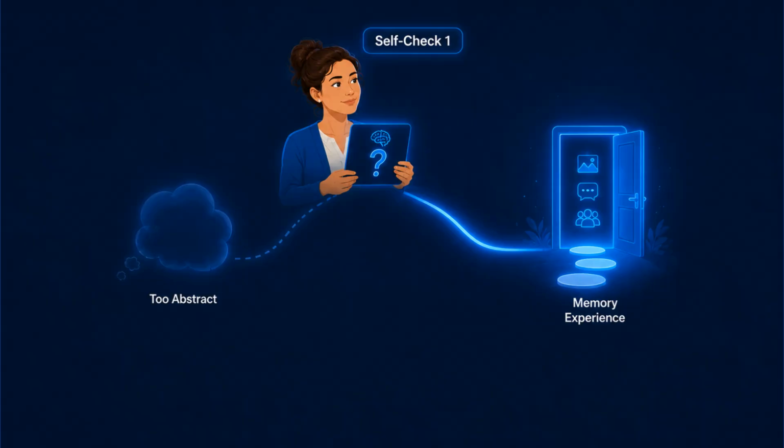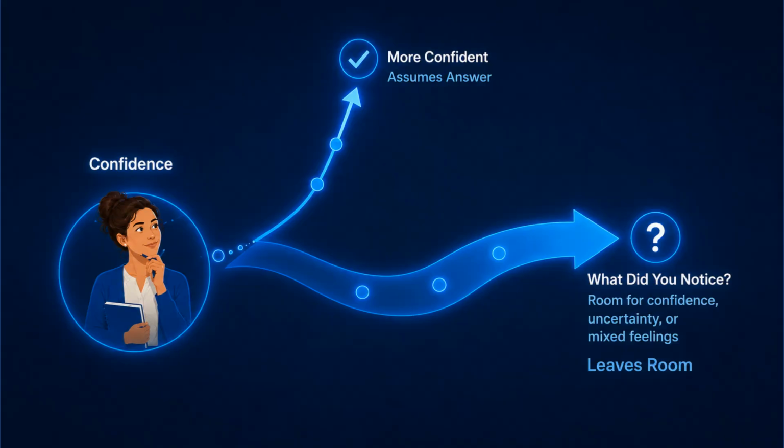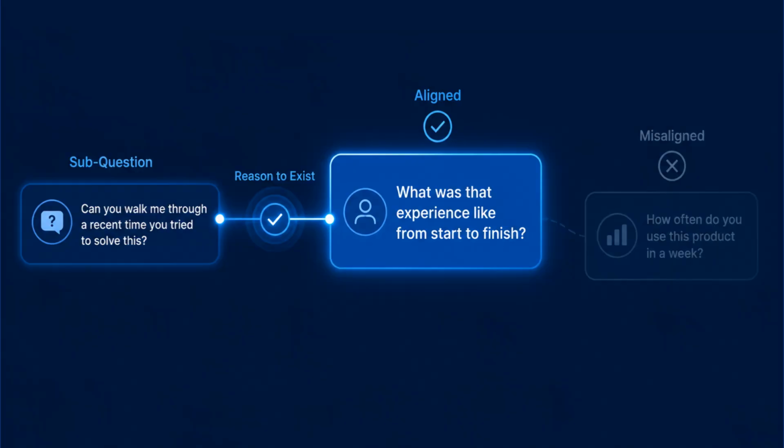Use 3 self-checks as you write interview questions. First, can a participant answer this from memory or experience? If not, the question may be too abstract. Second, does the question avoid assuming the answer? How did AI make you more confident? Assumes confidence increased. What did you notice about your confidence while working on that assignment? Leaves more room. Third, does the question connect back to a sub-question? If not, it may be interesting but misaligned. Every interview question should have a reason to exist.